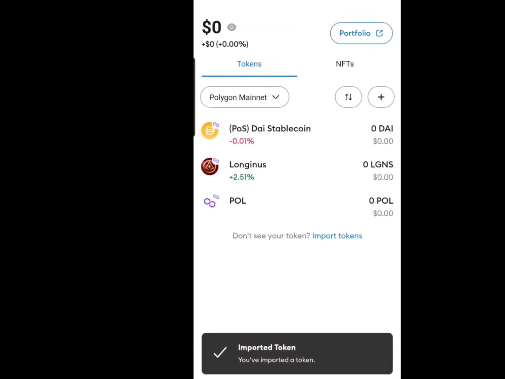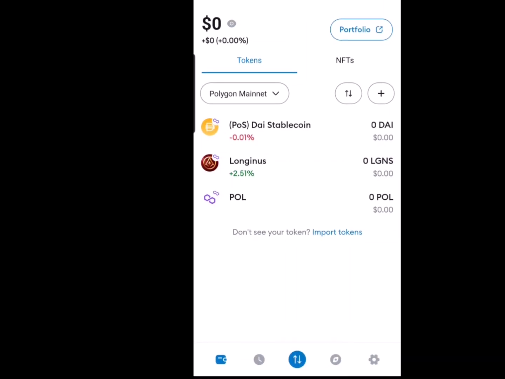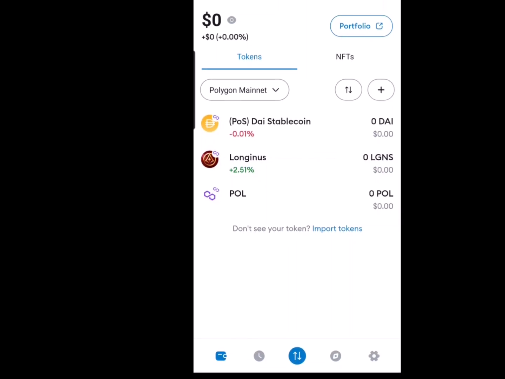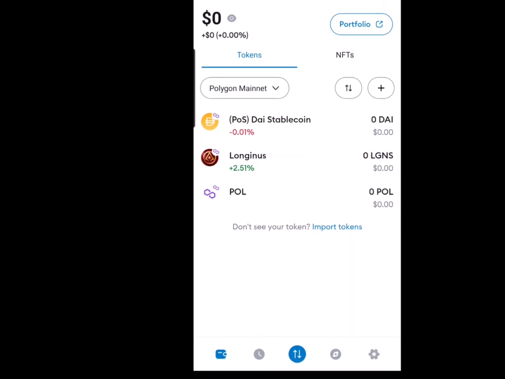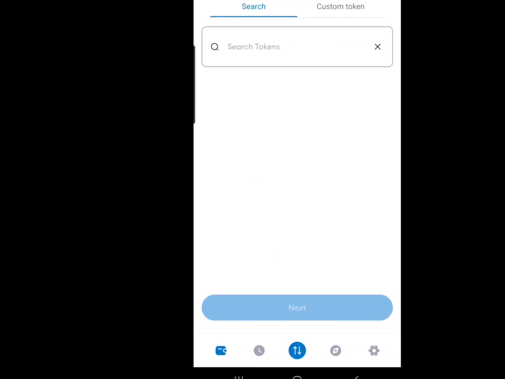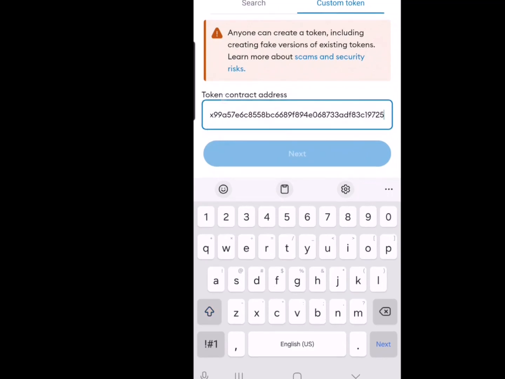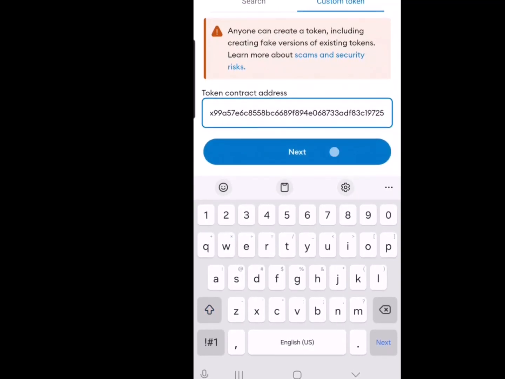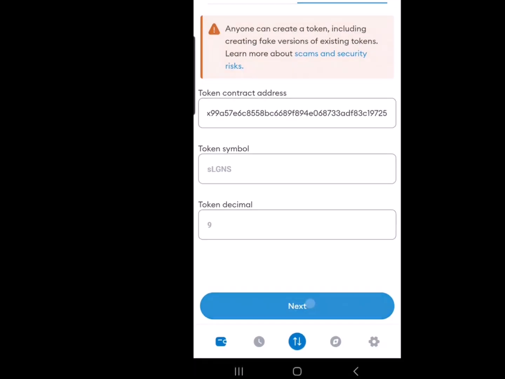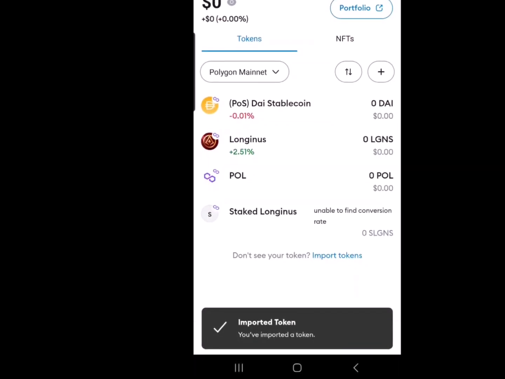If you'd also like to add your LGNS, you're going to need the import token address that is provided, I believe, on the 90-day resource link and also within our group Telegram, or you can get it from your sponsor. So to do this, you're going to hit the plus sign, custom token this time, and then you're going to paste the contract address, hit next, and this will auto-populate for you. And now we're going to hit next and import. It's as simple as that.